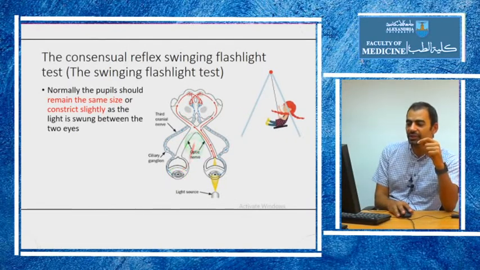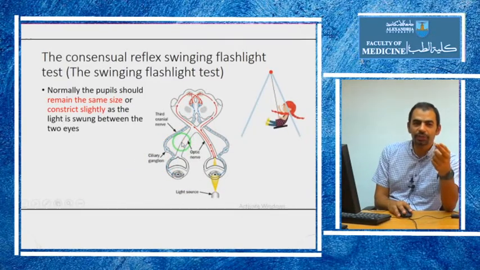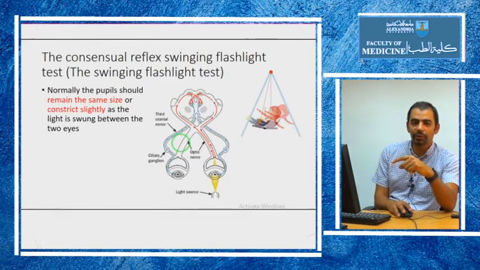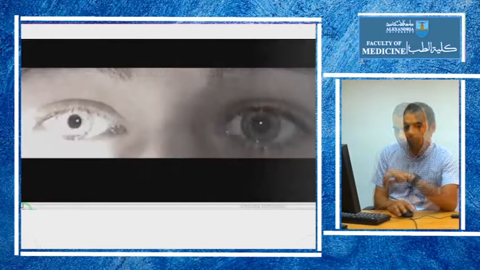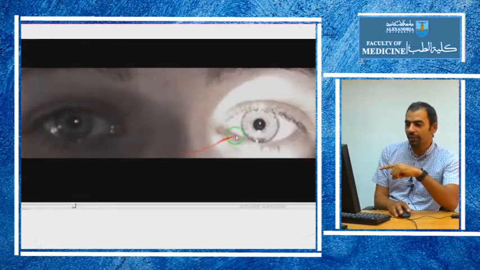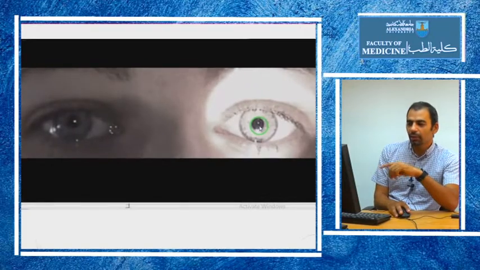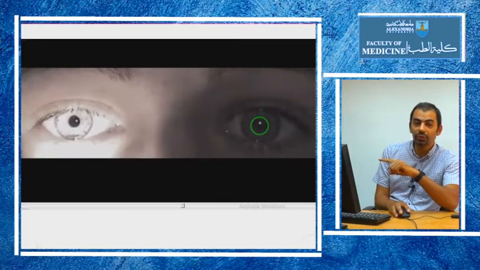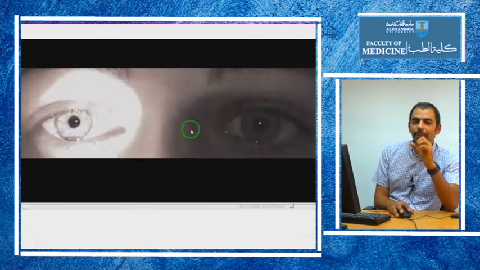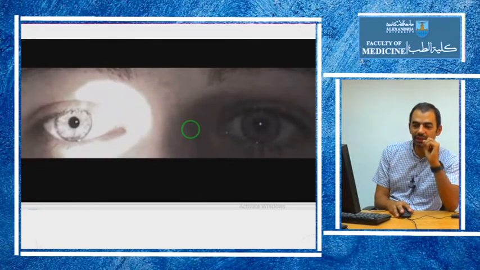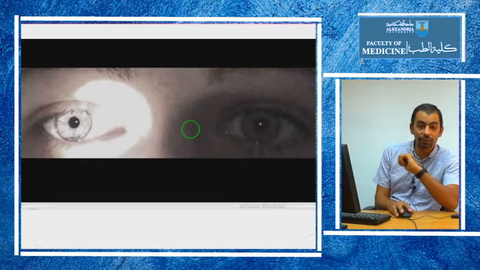But what if there is a problem in the afferent pathway of that eye? It will not be able to maintain the constriction. Now first we will see a video about the normal pupillary response. So as you can see here, when the light is shown to one eye, both eyes are constricted, and when I quickly move the light to the other eye, the eye should maintain the miosis, or the constriction, if the afferent pathway in both eyes is working properly.